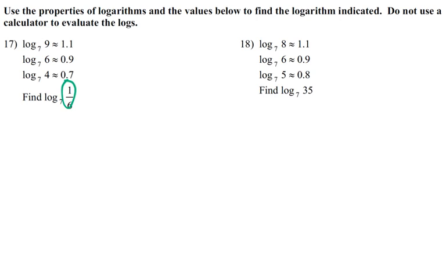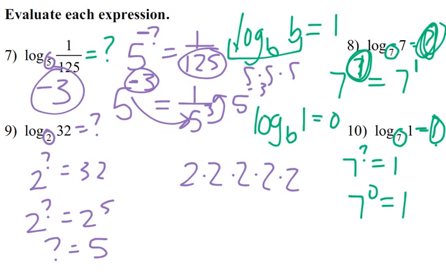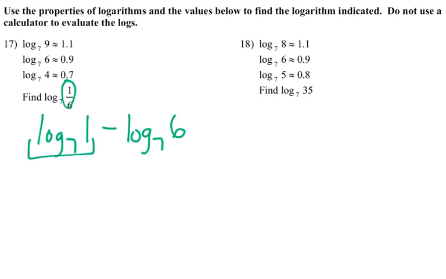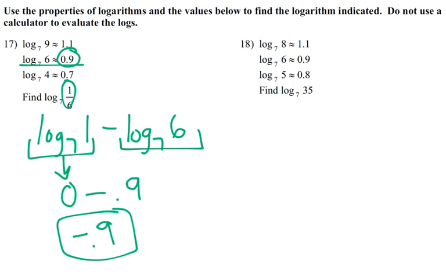So, 1/6. So I've got log base 7 of 1/6. Well, that would be log base 7 of 1 minus log base 7 of 6, right? Now, what did we say about anything to the first power? Right here, it's 0. So I know that this one is 0. Minus, do we know what log base 7 of 6 is? Yeah, they told us it was 0.9. So 0 minus 0.9, negative 0.9. That's our simplified answer.